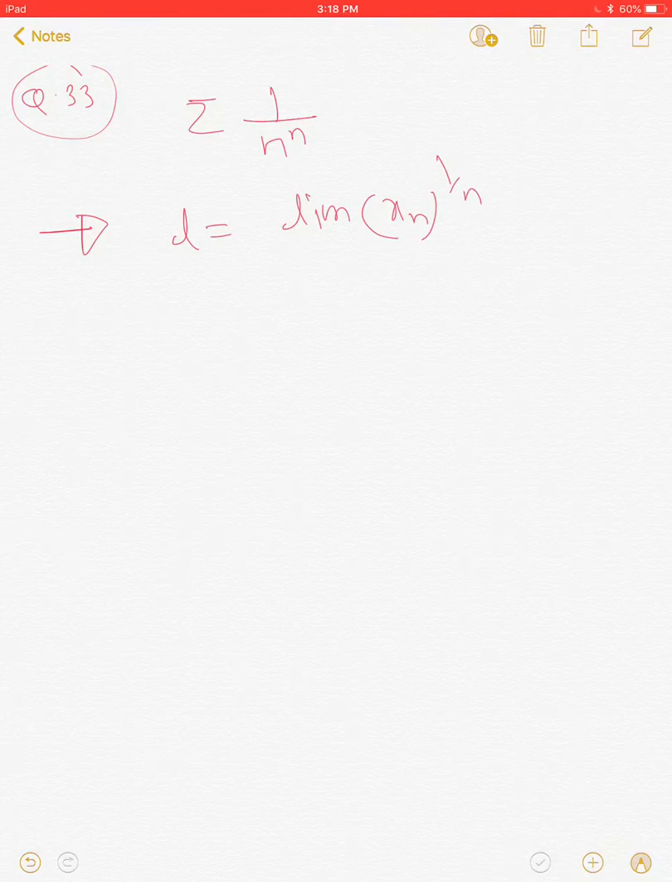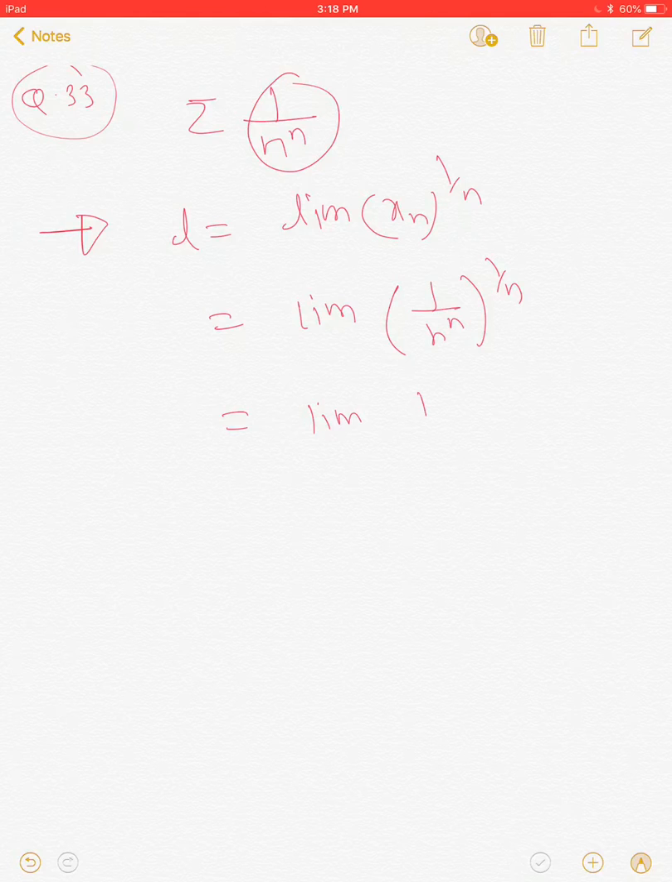Let us start with question number 33. We have to check the convergence of the series 1 upon n raised to the n. If we apply the root test, that is, L is equal to the limit of xn raised to the 1 by n, where xn is 1 upon n raised to the n. So L is equal to the limit of (1 upon n raised to the n) raised to the 1 by n.